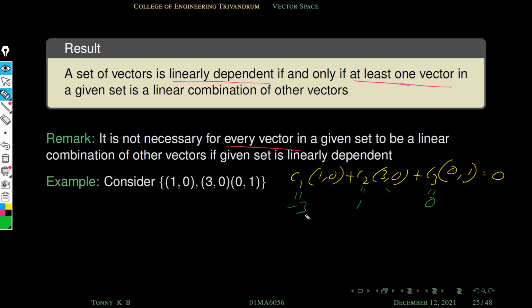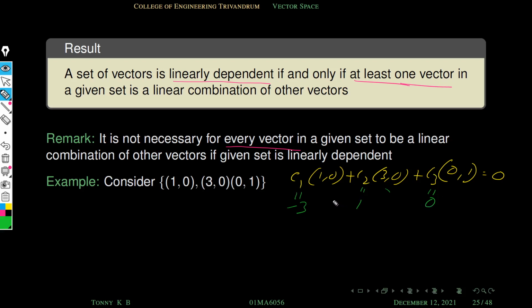Yes, if you choose C1 equal to -3, C2 equal to 1, and C3 equal to 0, then this linear combination is 0. Clear? 0 means the zero vector, (0, 0). So what is our conclusion? Here, not all the C's are 0. That is very important. Here C3 equals 0, that's okay, that's not a matter. Here C1 and C2 are non-zero.